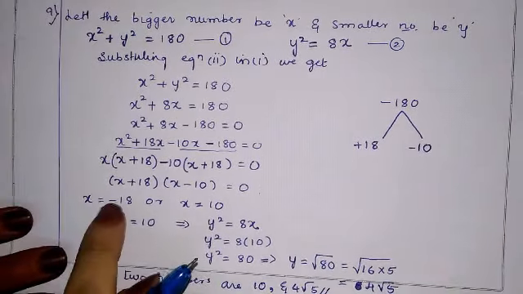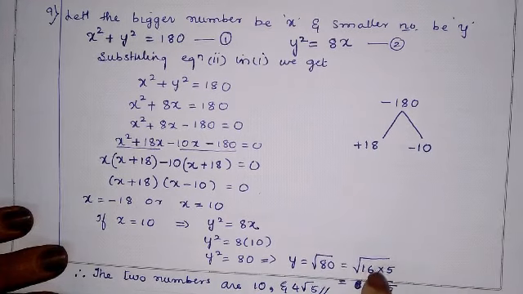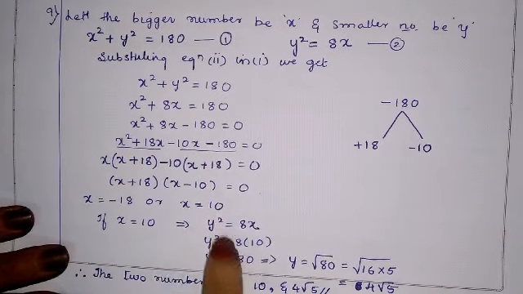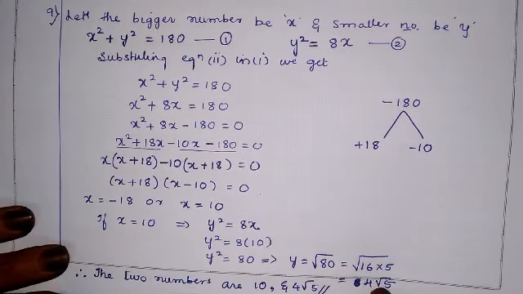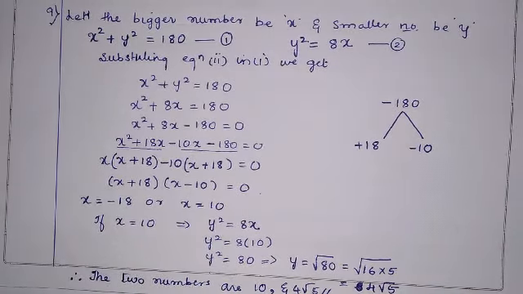These are the two numbers. Okay, here why have I not taken negative? Because if a negative comes inside the root, we cannot have any value. Okay, so x is equal to 10 and y is equal to 4 root 5. So this completes question number 9. Let us see the next question.